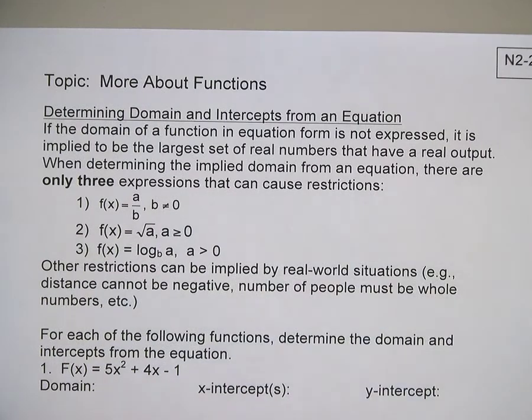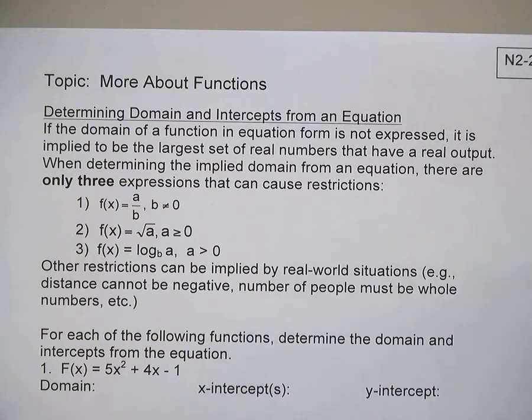We're going to be talking about functions again. Here we're going to be talking about determining domain and intercepts from an equation. So let's read through this real quick. If the domain of a function in equation form is not expressed, meaning they just don't flat out tell you, it's implied to be the largest set of real numbers that have a real output. So basically, don't break any of the big laws. No dividing by zeros, no square root of negative numbers, all that jazz.